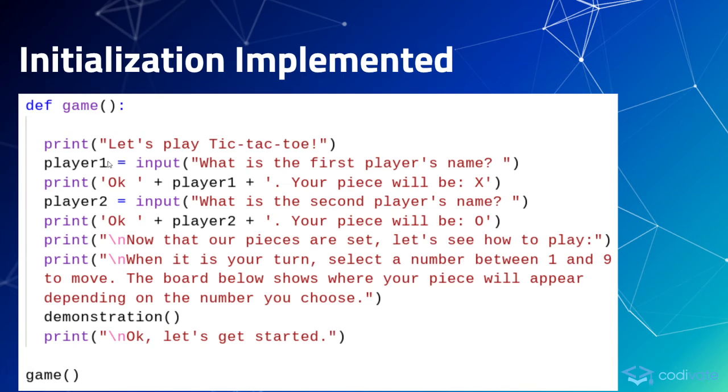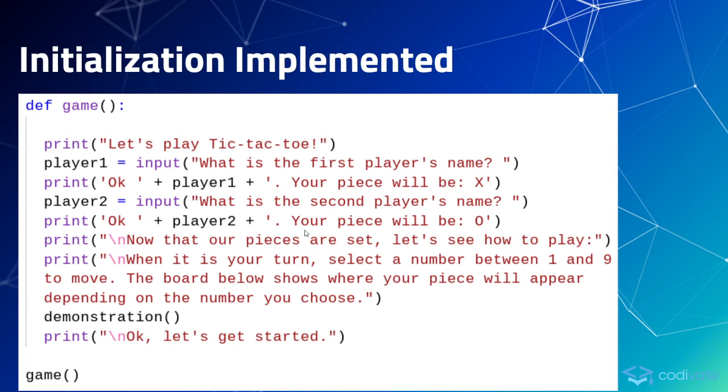After we get player 1's name, we're going to tell them, okay, player 1, your piece will be X. This lets player 1 know that their piece will be X. We do the same thing with player 2 using the input function. The only difference is that we tell them that their piece will be O. After this, we have a couple of print statements just demonstrating how to play.